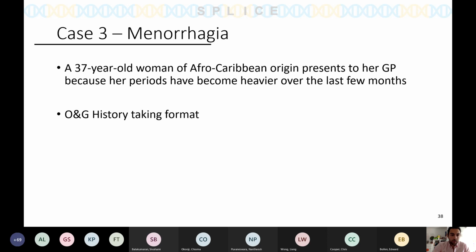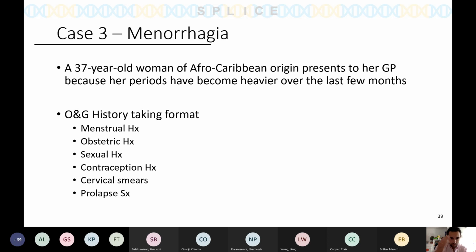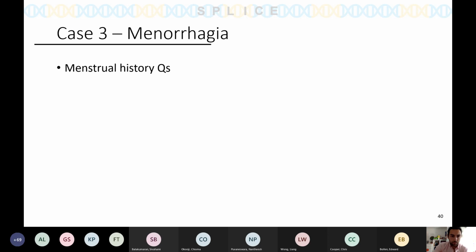Okay, so we'll go through the obs and gynae history taking format. The things you want to ask about are the menstrual cycle, any obstetric procedures or children that they've had before, sexual history, any contraceptive history, their smears, and then any urinary or bowel changes for things like prolapse. This is the structure and things that you want to cover when you're taking an O&G history, and we'll go through them individually now. So what sort of things are you going to ask about in the menstrual history side of it? Last menstrual period. Yeah, good.